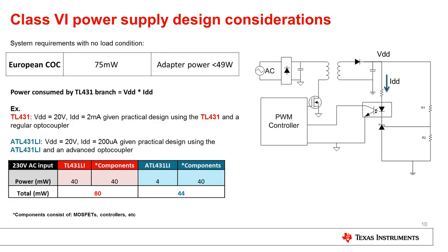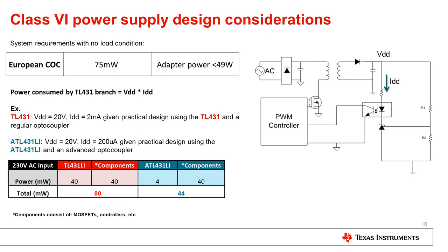Let's take a look into the Level 6 requirements. We will use the European Code of Conduct as an example. It specifies that for power adapters outputting power lower than 49 watts, the no-load power consumption needs to stay within 75 milliwatts. If we take a 20-volt output system, using TL431 with a regular optocoupler normally requires 2 milliamps in a biasing current for a practical use case. This will yield 40 milliwatts of power. Adding in all other component losses, the total no-load power consumption will easily exceed 80 milliwatts, which will disqualify it for the European COC standard.